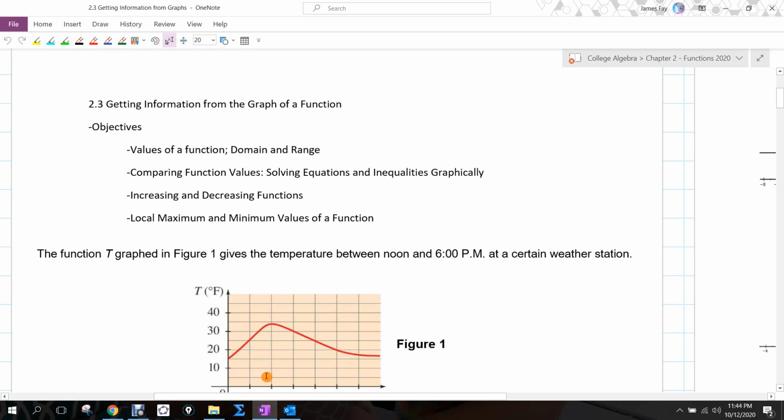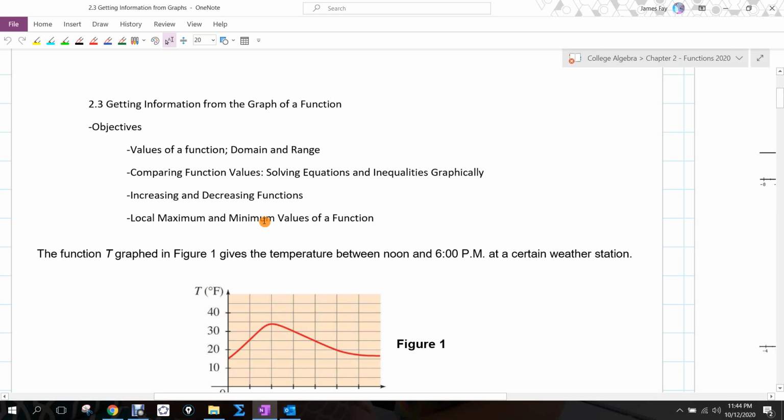Alright guys, so section 2.2 is really a lot of repeat of 2.1 and parts of 2.3. So I'm just going to skip it right now and get into 2.3, because the things that we've already talked about in 2.1 are really going to cover 2.2 in a necessary fashion. So this is talking about getting information from a graph of a function.